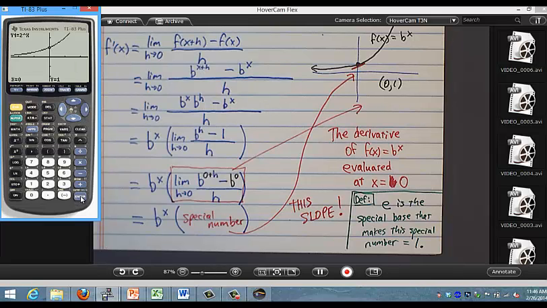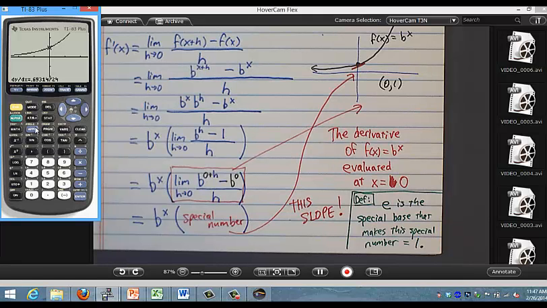Hey guys, what's the function I just graphed? 2 to the x, not e to the x. I can compute the derivative at that point, and it tells me the derivative is what, Crystal? 0.69. That's a very special number, by the way. 0.6931. You will know that number soon. Okay, so that's what happens when you put in a 2.